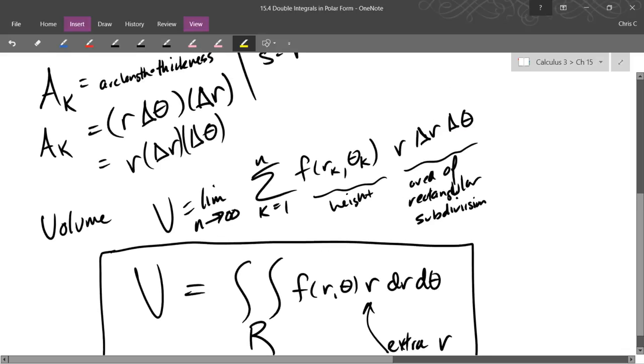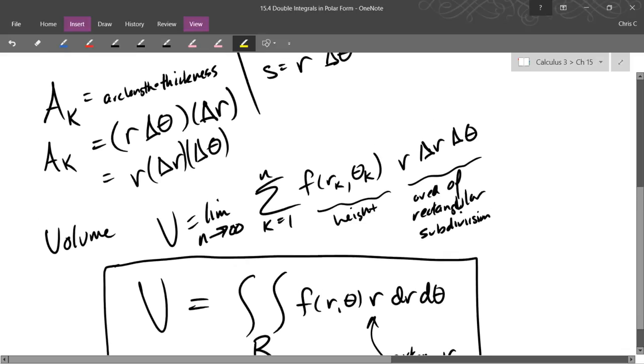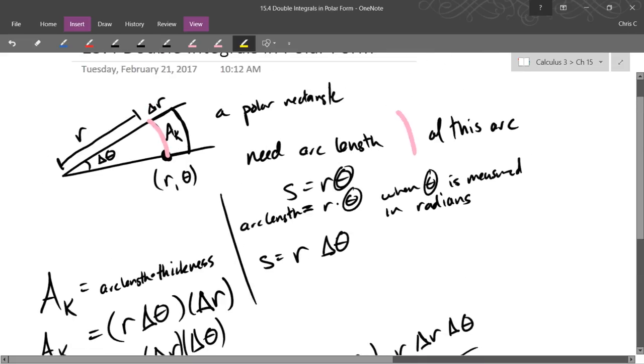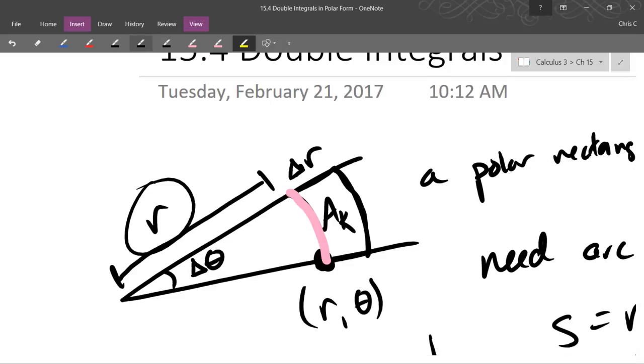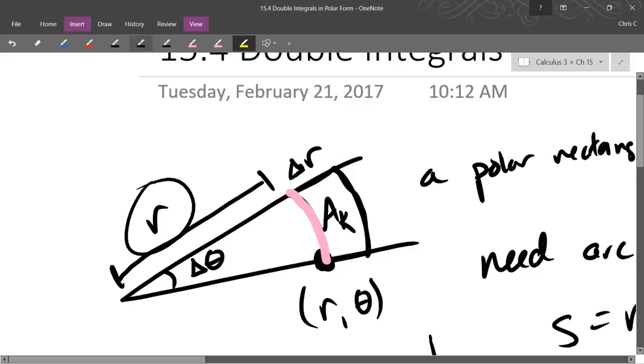That should seem a little strange, but when you think about how we measured these and the actual area, just think, if r gets really big, you could have the same theta, but your area is going to get a lot bigger. If this r is twice as far out, your area is going to be twice as big, basically. When r is really small, your area is going to be really small. So that's why you get that extra r in there.